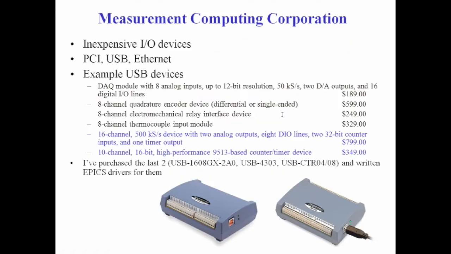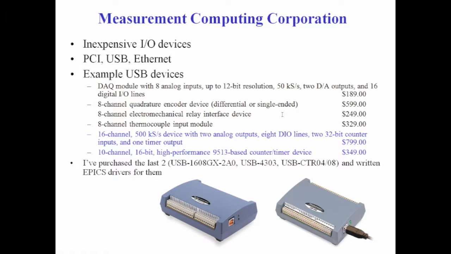Okay, so let me just say a little bit about these devices. These are inexpensive data acquisition devices from this company, Measurement Computing Corporation. They've got PCI, USB, and Ethernet. As I say, this is a USB device. They're beginning to come out with a model very similar to this one that's Ethernet based, and I think that'll make them even more useful in our environment, because USB is a little limited in terms of the length limitations of where the device can be relative to the computer.